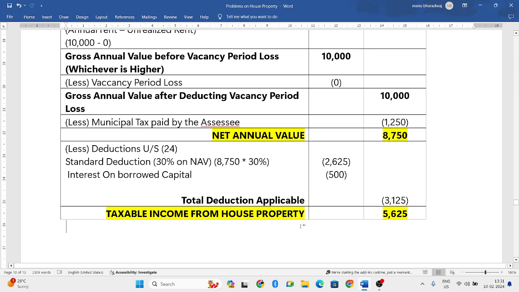So this is how you need to calculate when they have asked to calculate the taxable income. You need to even give the deductions.